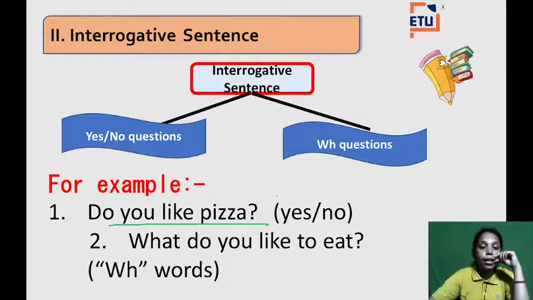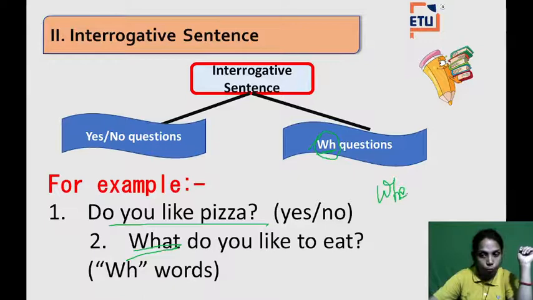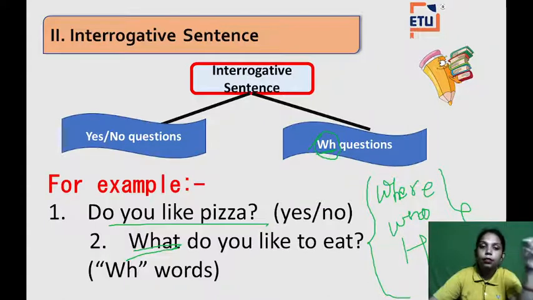Right? Now what does this word WH question mean? See, what do you like to eat? When somebody asks you what do you like to eat, what will be your answer? You will name the food item that you like to eat. Will you reply yes or no to it? No, right? So this WH question means which has WH words. Now what are WH words? One is what. Now let me write another one. Where, who, how. And there are many more, okay? So these are nothing but the WH words.